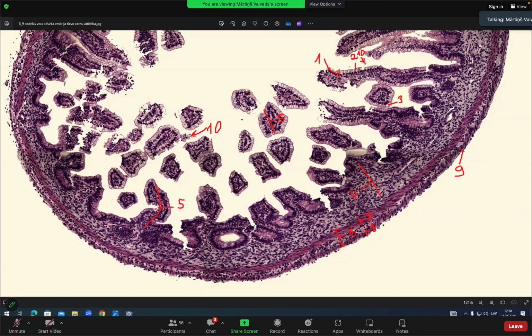Remember, no lamina muscularis mucosa yet, no glands, so there is no crypts of Lieberkühn yet, but in general, the structure is very similar to a typical intestine.